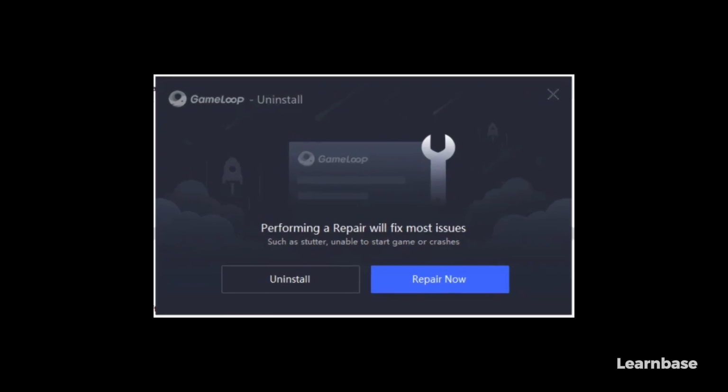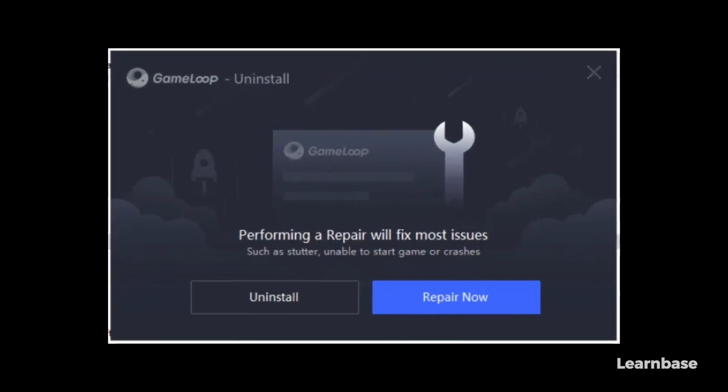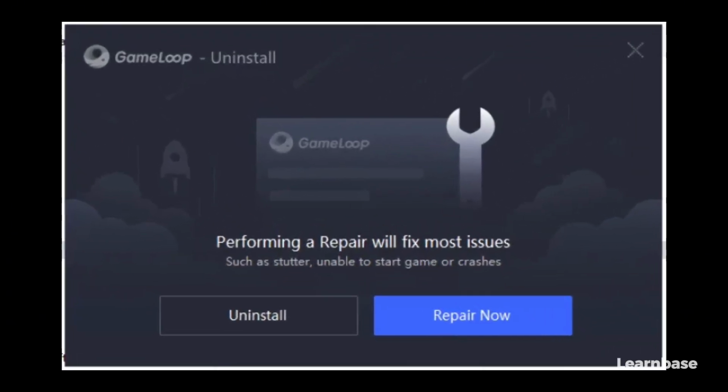If GameLoop is causing problems or you simply don't need it anymore, uninstalling it properly is important. Here's the easiest and safest way to remove it completely.